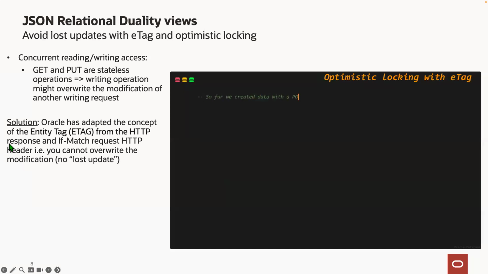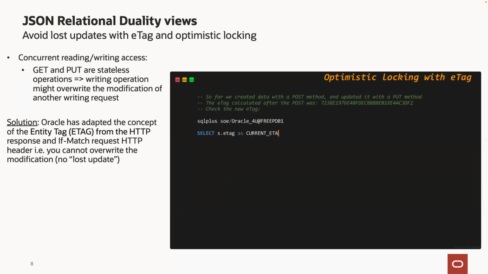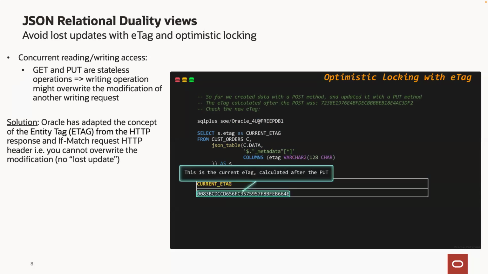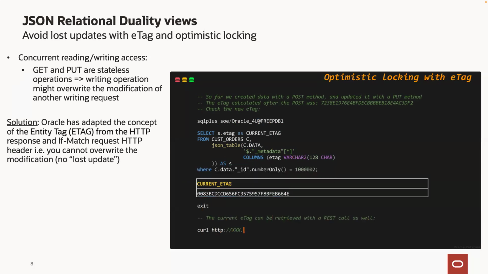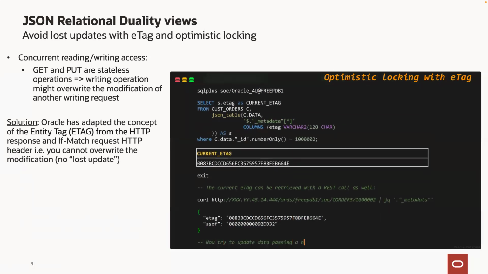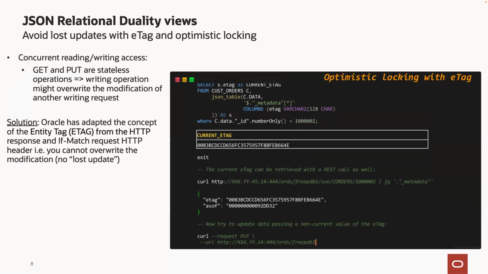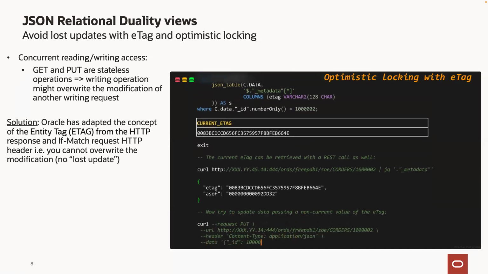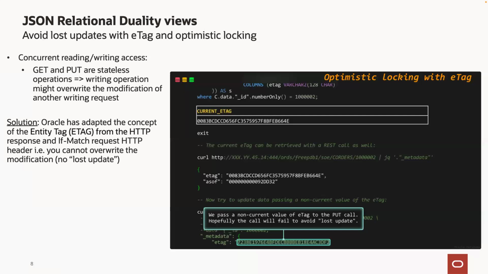The etag value that I have used previously in the PUT call implements the optimistic locking functionality. As I don't want to overwrite modifications made by another session, to avoid lost updates, I use the etag. I can get the current value of the etag for a particular customer, either with a select or with a GET REST call. Now, if I try to update the document passing a non-current value of the etag, I will get an error.